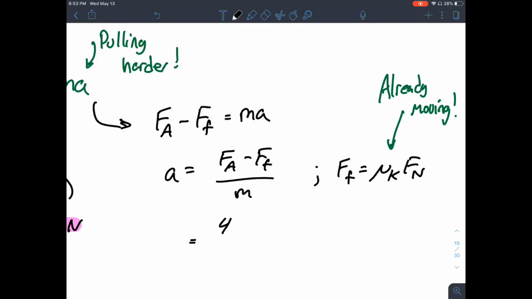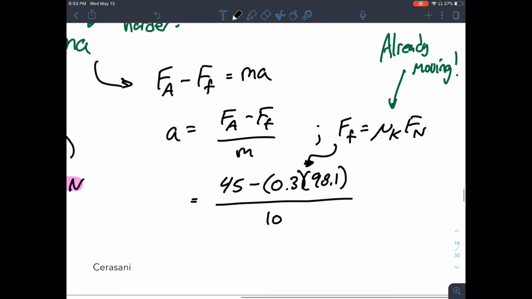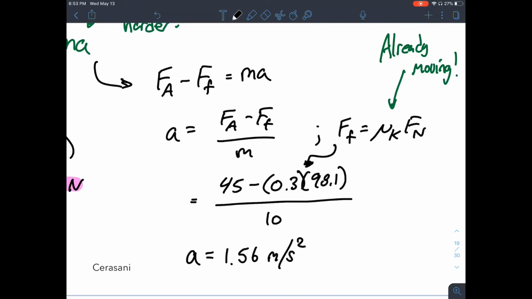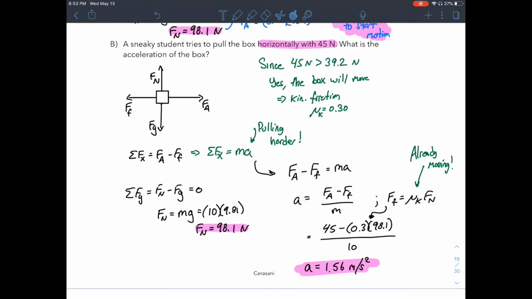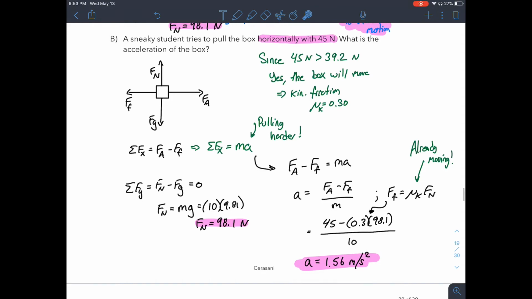So if we take our values here, we've got 45 minus 0.3 times 98.1. That's our force of friction right here, okay? And we're all going to divide that by 10, which is the mass of the box. We are going to get a nice acceleration of 1.56 meters per second squared. Not a huge acceleration because we're not really increasing much past our 39.2 Newton threshold, but it is still quite a significant acceleration.